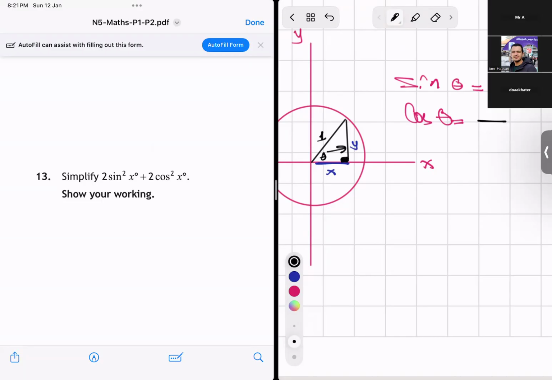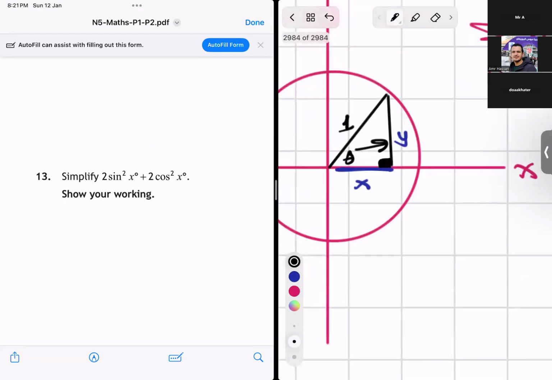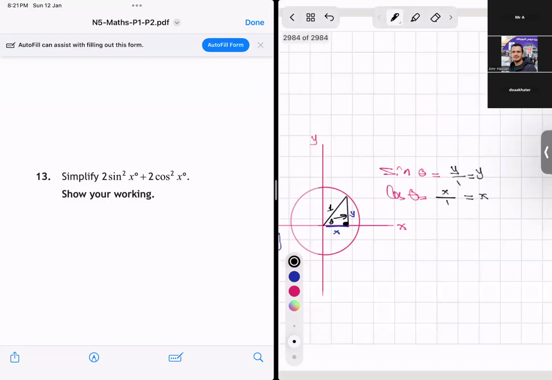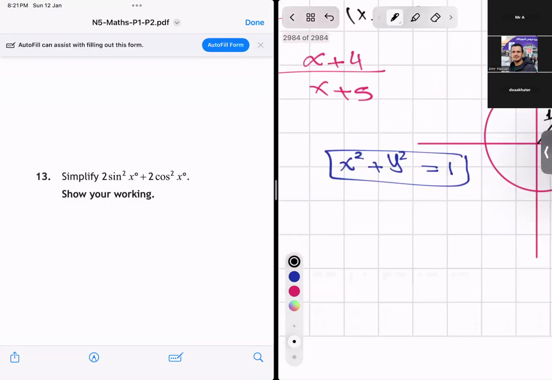Oh, it's y? X. No, X. Right. So let me write x over 1. So it's going to be x, right? Yeah. Those two formulas, I really like them. Which makes sense. Get this formula, x squared plus y squared equals 1, right?